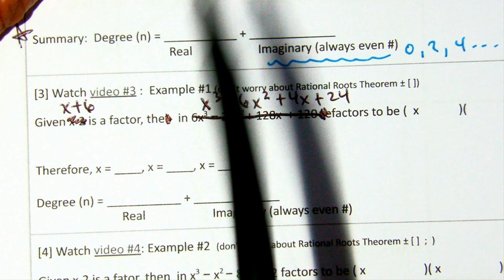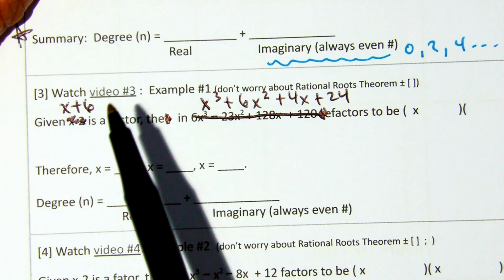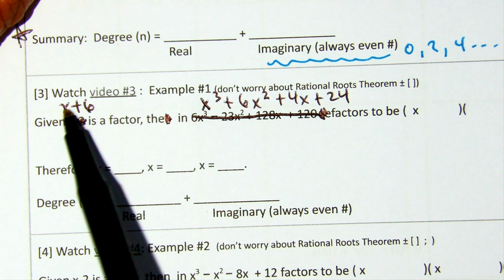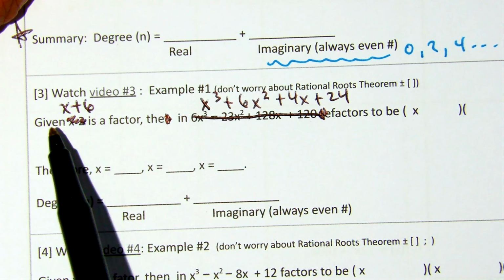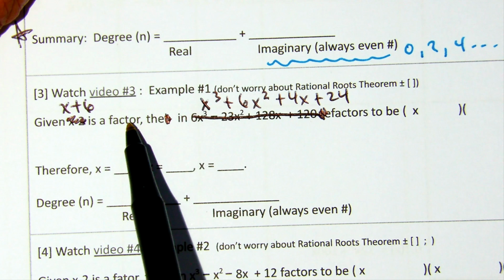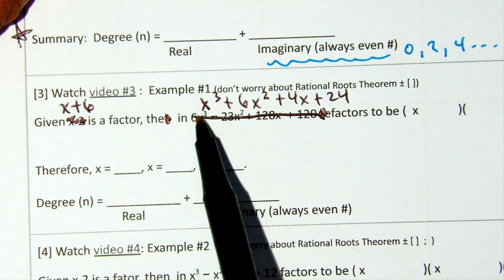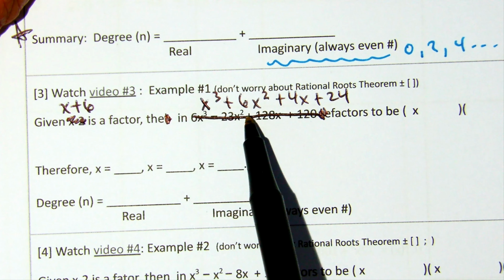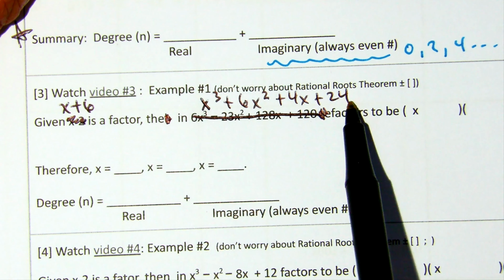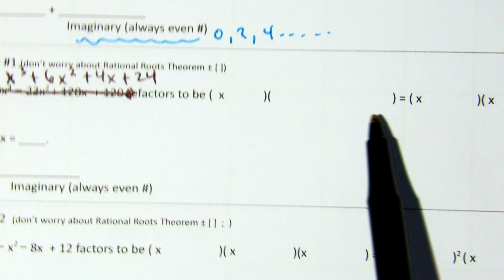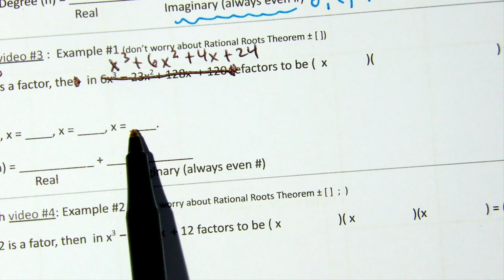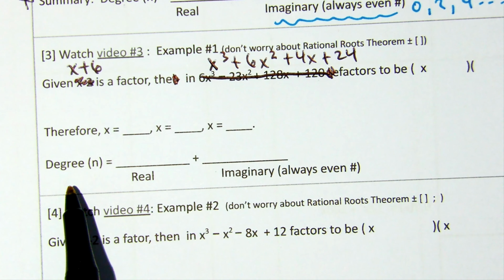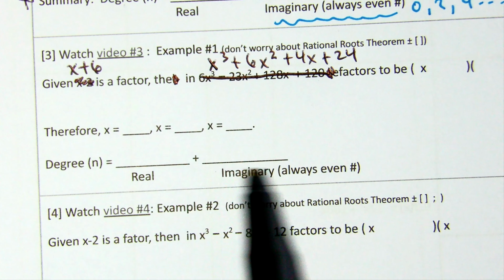Okay, in this problem, it tells us given x plus 6 is a factor. It's a clue. It's the truth. Then given this polynomial x cubed plus 6x squared plus 4x plus 24, how do I factor that? How do I break it up into its binomials? And then how can I solve this? And then how can we use that sentence that the degree is equal to the real plus the imaginaries?